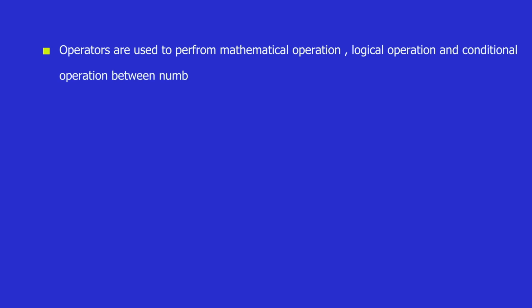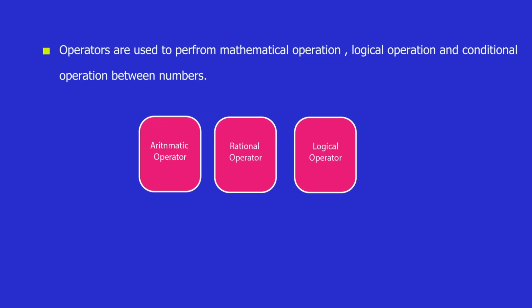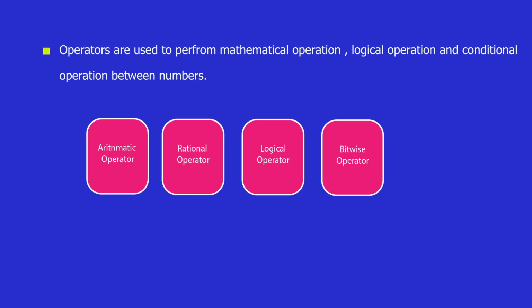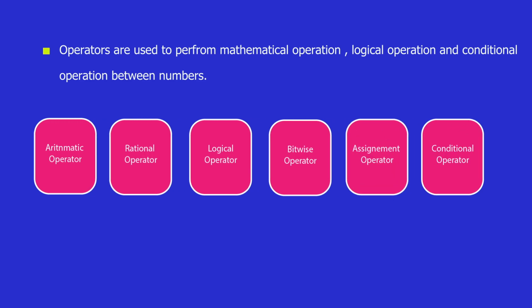Operators are used to perform mathematical operation, logical operation, and conditional operation between numbers. The types of operators are arithmetic operators, relational operators, logical operators, bitwise operators, assignment operators, and conditional operators.